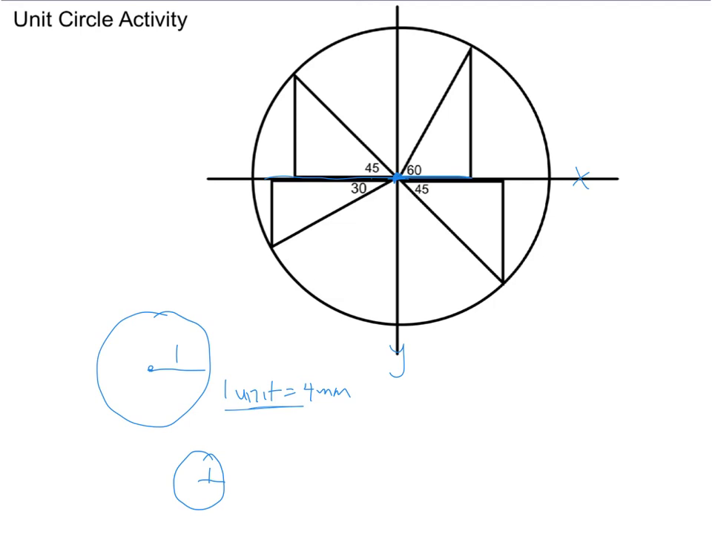So if this is the radius, right, this is 1, then the side opposite the 60 is going to be square root of 3 over 2. And the side opposite the 30 will be 1/2. And so all of this is related. So I hope you took good notes, and please write down any questions that you have about special right triangles because we're going to be using them in class.